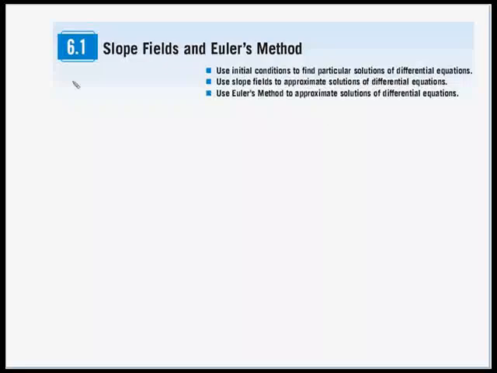Okay, in this video we're going to start Chapter 6. Chapter 6, Section 1 is Slope Fields and Euler's Method. And actually we will not be going over Euler's Method. That's not a topic on the Calculus AB test. It is on the BC version, but we won't be doing that in this class.